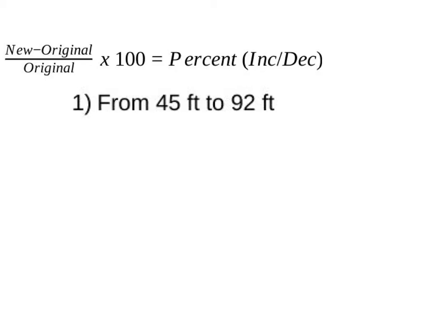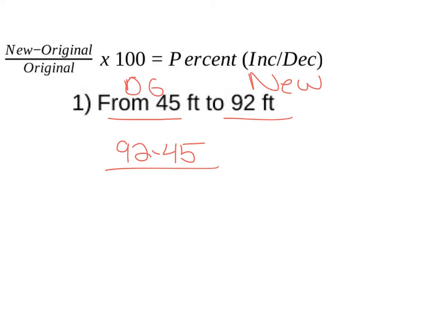When we look at this first example, we're going to look at from 45 feet to 92 feet. So when you start looking at this, the from 45, that's going to basically tell us that's where it started. So that would be our original, and then 92 would be our new height, or our new length in this case. So let's plug them into our formula, which would be 92 minus 45 divided by the original, and we're going to multiply this by 100 at the end.